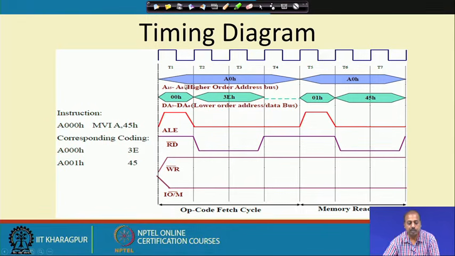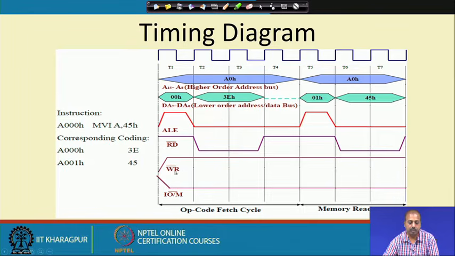Now, the way the operation is done is similar to the previous case in the opcode fetch cycle. The higher order address bus contains A0 hex, the lower order address bus in the first clock cycle contains 00, and the ALE signal is activated. When the ALE signal is activated, this 00 gets latched onto the address bus of the memory. So, the memory address bus contains A000 hex, the total 16 bit address. Now, the read bar signal is given, so the memory will put the content of that location, 3E, onto the data bus.